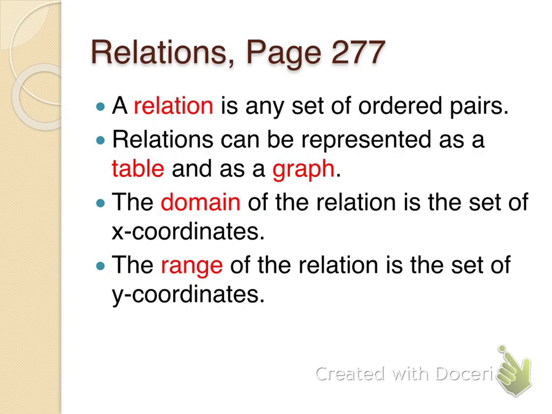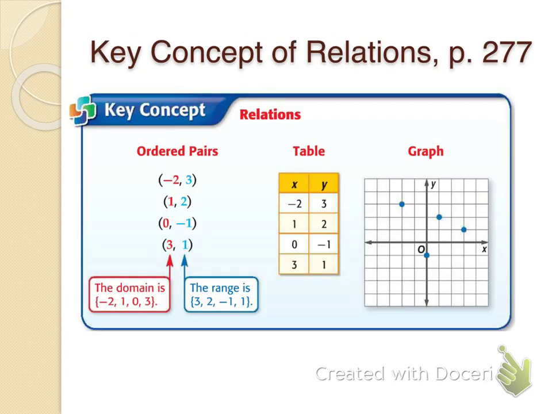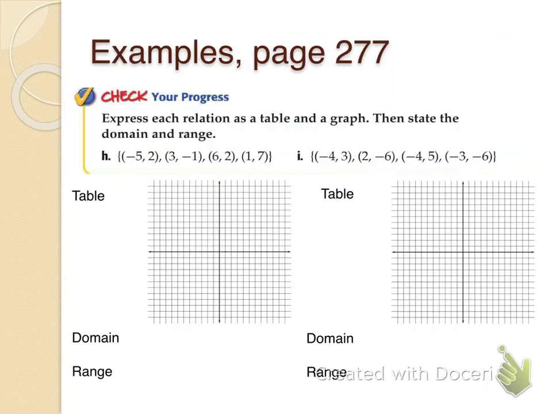And last, the range of the relation is a set of y-coordinates. So as we're going through, our numbers that are the second terms in our ordered pairs are all our y-coordinates. So when we list those together, that's called the range. All right, here's our key concept. Ordered pairs. Right there it's showing you the domain goes with the first numbers, the range goes with the second numbers. They show our table and then they actually graph it. So that's what we're going to do last.